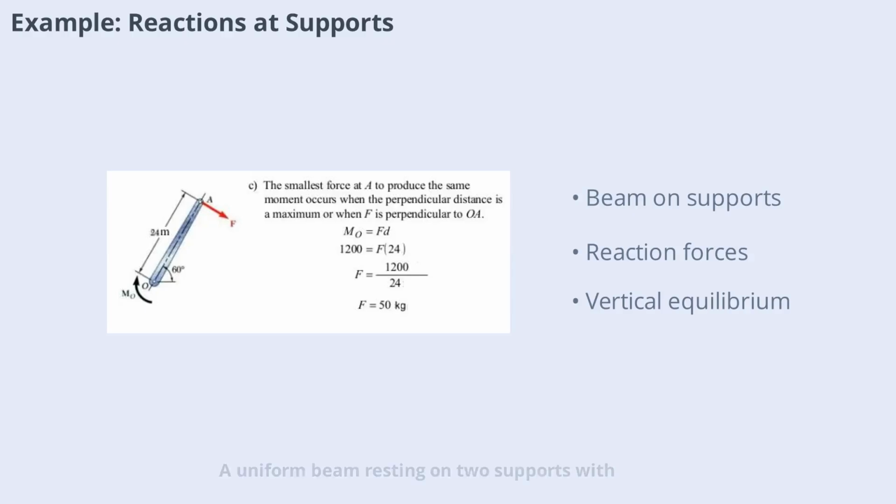A uniform beam resting on two supports with masses placed at different points is a classic problem. By resolving forces vertically and taking moments about one support, you can calculate the reaction forces at both supports. This approach is essential for designing safe and efficient support systems in buildings and bridges.